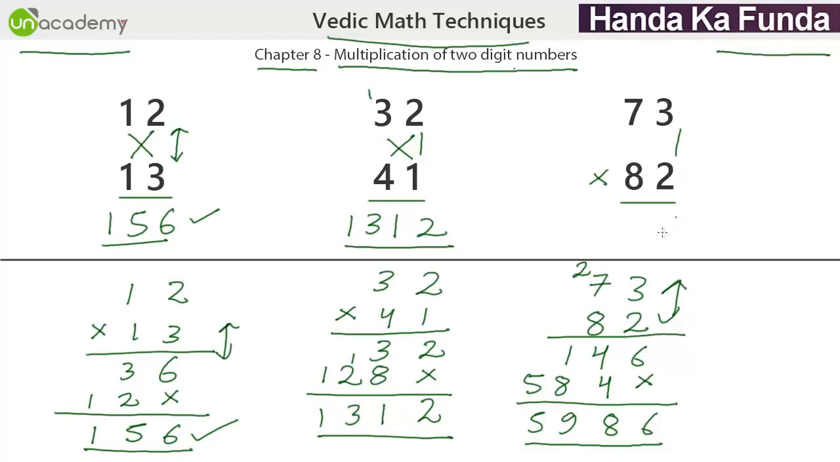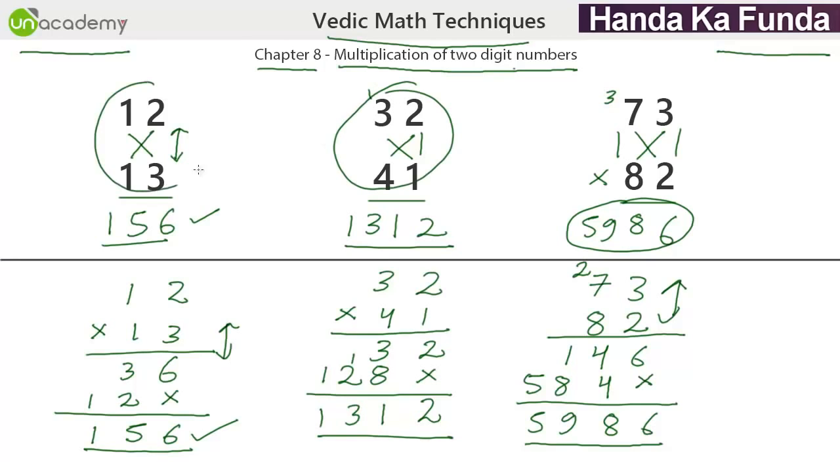2 into 3 is 6. So write down 6. 7 into 2, 14. 8 into 3, 24. 24 and 14, 38. So you write down 8 and you carry over 3. 8 into 7 is 56 plus 3 is 59 and you get 5986 in a lot easier and a lot faster fashion. And that is why I recommend that you use this technique whenever you have to multiply two-digit numbers.